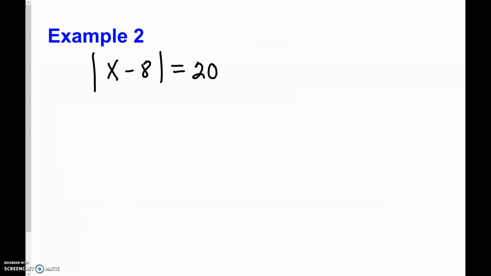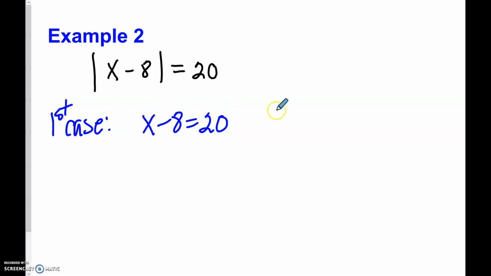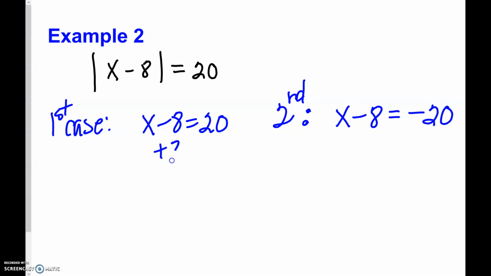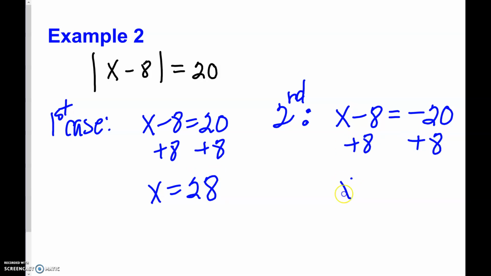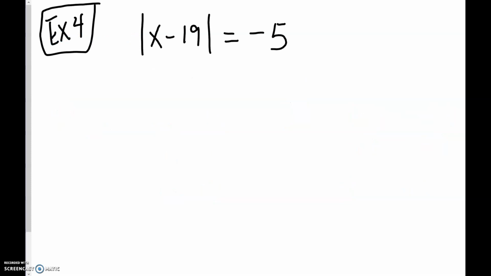All right, next sample problem here. Always 2 cases. So the first case is going to be exactly like it is, x minus 8 equals 20. And then the second case is we're going to say x minus 8 equals negative 20. When you're doing your homework assignment, write this out. Show your work on a piece of paper so that you have it. So x is 28. And then for the other one, when we add 8 and we add 8, we get x equal to negative 12. Always do your work on a sheet of paper so you have something written down.